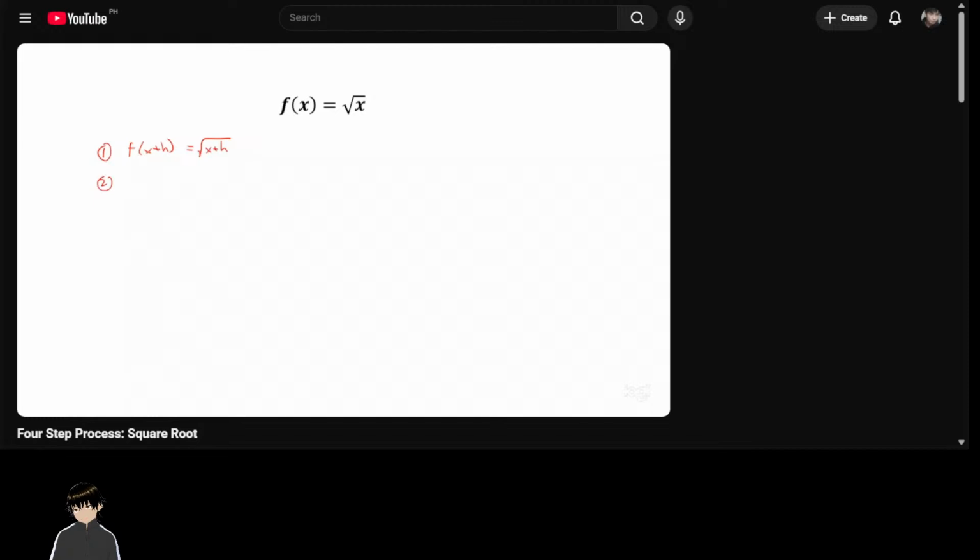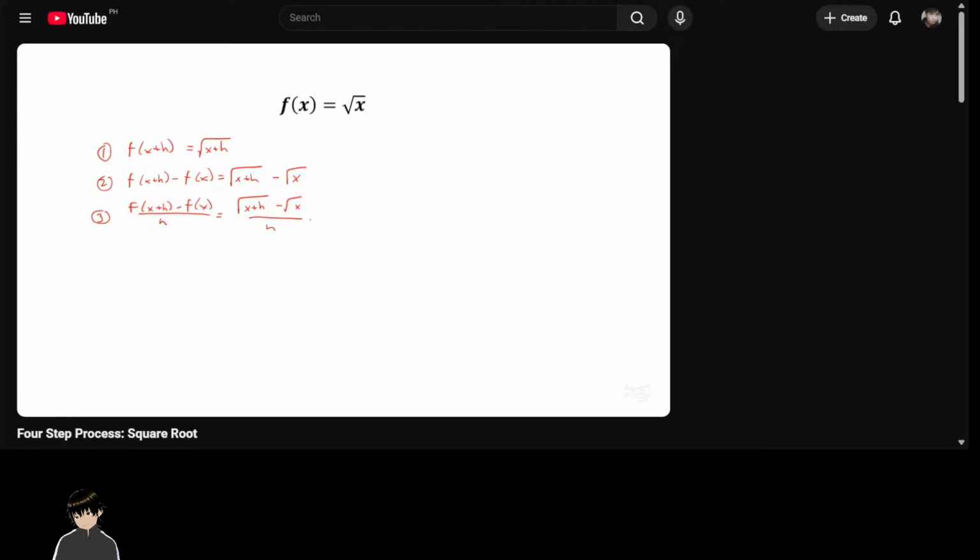Second step is to take the difference between f of x plus h and f of x. So this is the square root of x plus h minus the square root of x. Next step, calculate f of x plus h minus f of x divided by h. This is our difference quotient.